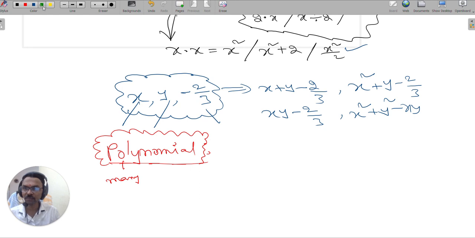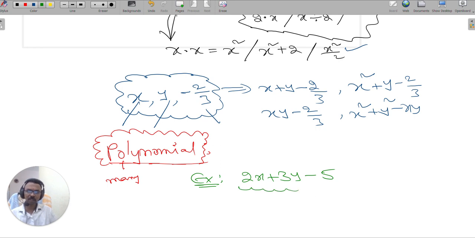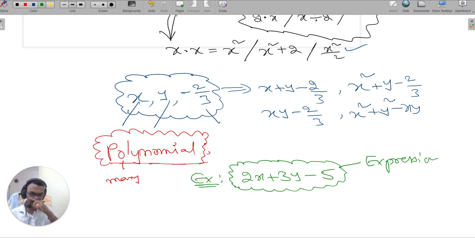If you write any one expression, let me give one example: 2x plus 3y minus 5. This is one expression. Before going to polynomial, we have to know some basic terms of this. In this expression, how many terms are there? First of all we have to know what the terms are. How can we find the terms of an expression?